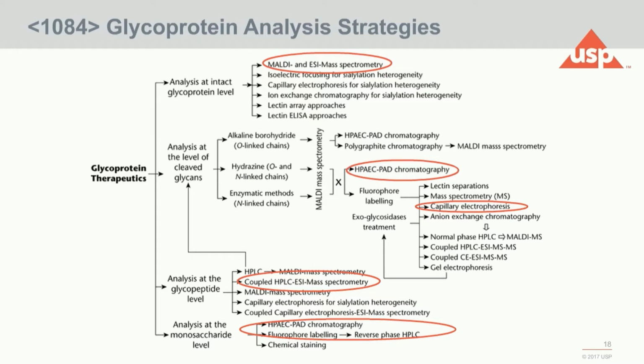You can release the glycans from the biotherapeutic, either through enzymatic means or through chemical means, and then analyze the cleaved glycans. You can cleave the glycans down to the monosaccharide level, which is often done to look at sialic acid. It's shown at the bottom. Or you can also look at them at the glycopeptide level. This is, I think, an emerging area, so I'll talk a bit more about that with mass spectrometry.